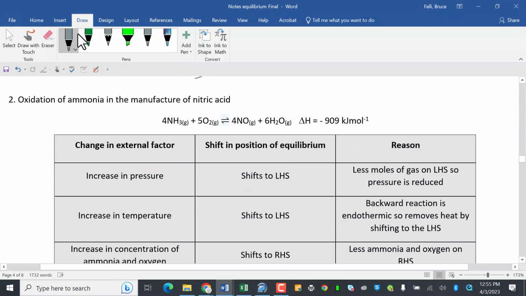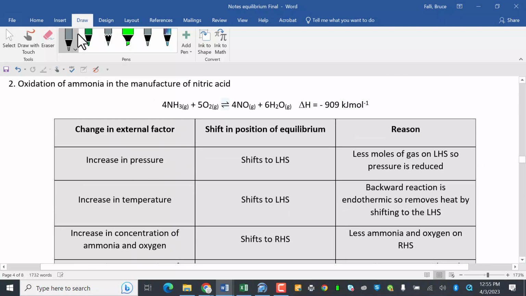New reaction: oxidation of ammonia and the manufacture of nitric acid. NH3 gas plus O2 gas yields NO2 gas plus H2O gas. I'm emphasizing the gases here so I don't get tricked by solids or liquids. Delta H is negative 909, because it's negative, heat goes on the right.